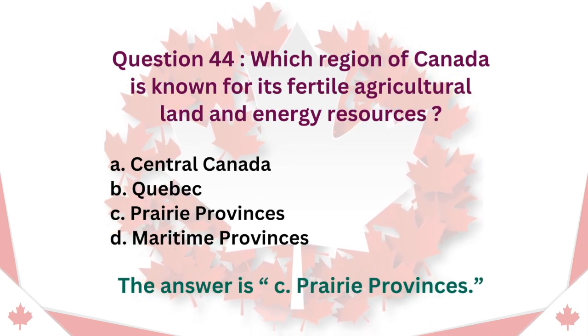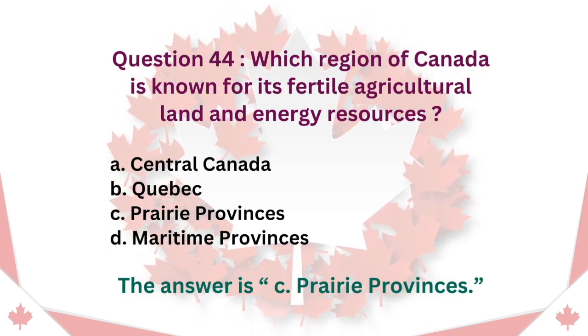Question 44. Which region of Canada is known for its fertile agricultural land and energy resources? A. Central Canada. B. Quebec. C. Prairie provinces. D. Maritime provinces. The answer is C. Prairie provinces.